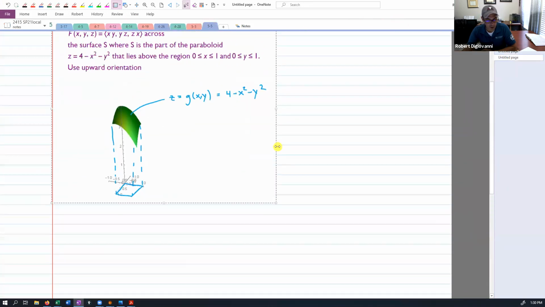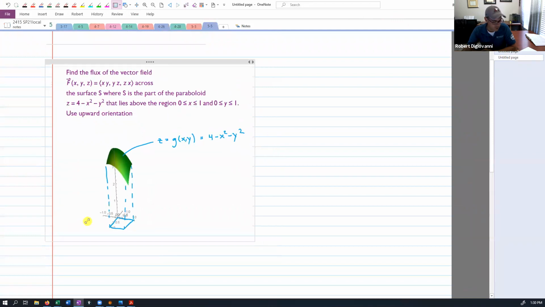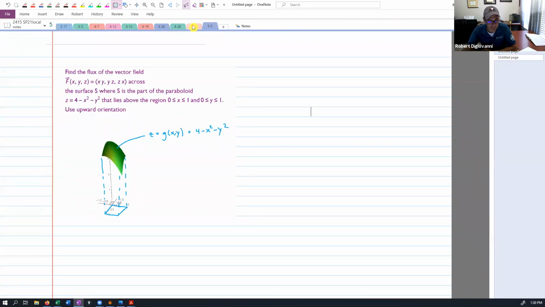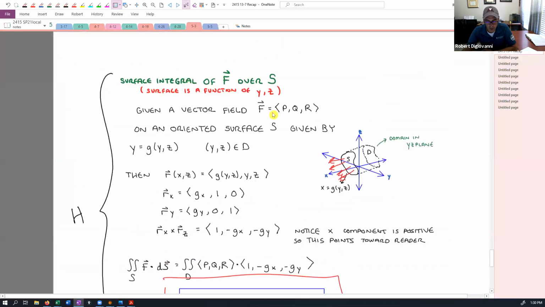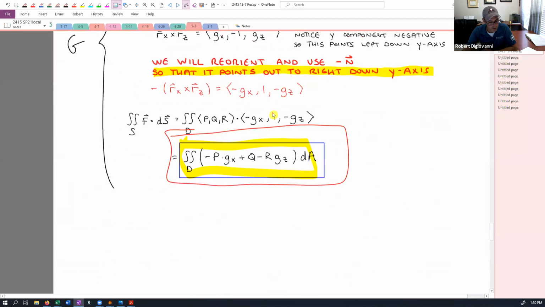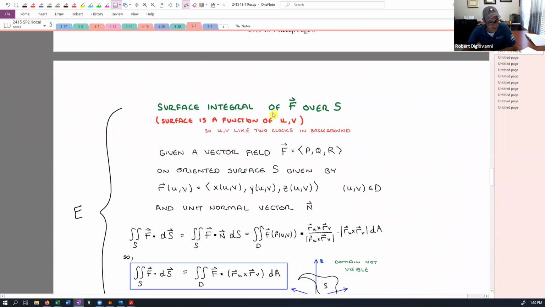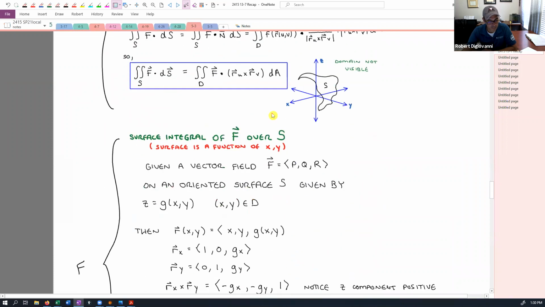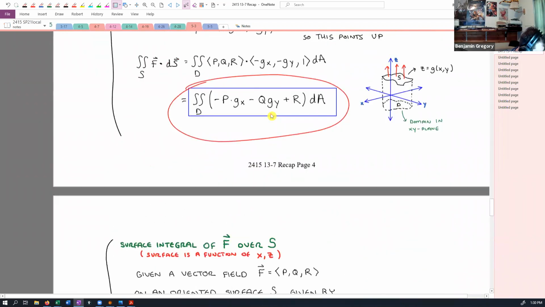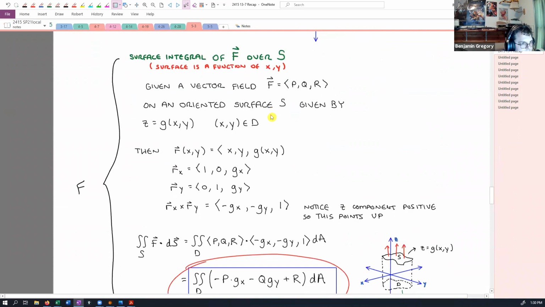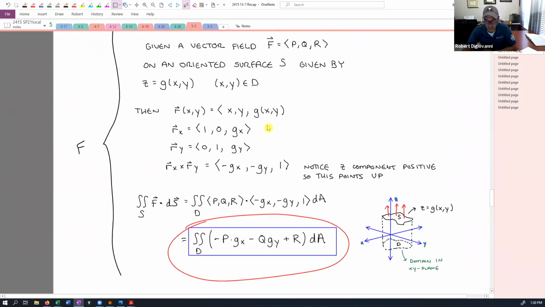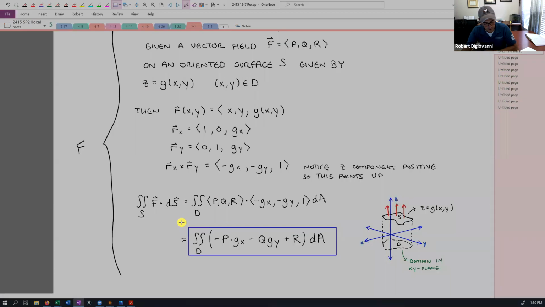So which formula am I going to use? I put letters next to them. Is it H or G or F or E? Not H, F. F, because our surface is a function, z is a function of x and y. So this is what I need to do right here. This is what I need to use.